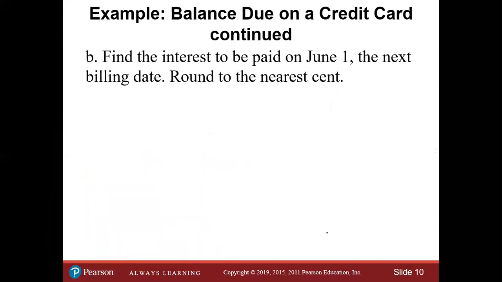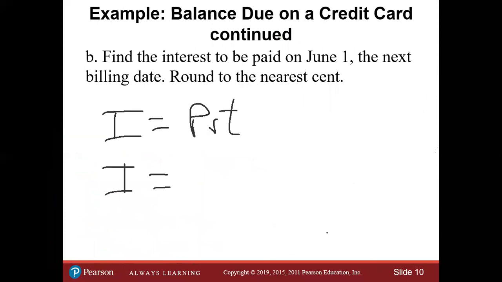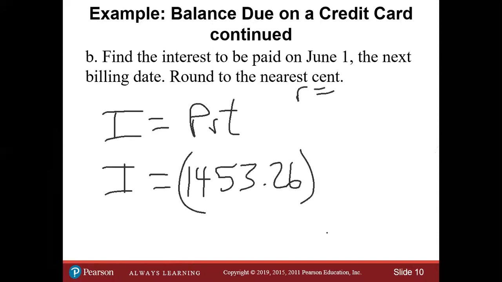Find the interest to be paid on June 1st, the next billing date, rounded to the nearest cent. So we use simple interest, and we know that the principal, the amount that was lent, the average daily balance that is, was $1,453.26. The rate, it gave us 1.3%.